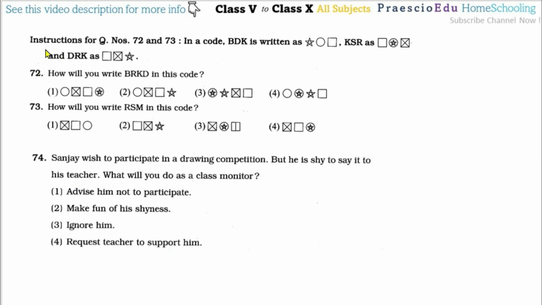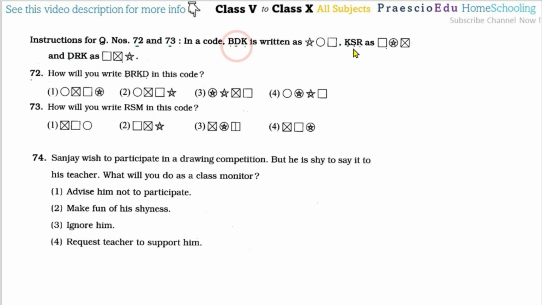Now the instruction for questions number 72 and 73. In a code, BDK is written as these symbols, then KSR as this one, and DRK as this one. So for question number 72, how will you write BRKD in this code? First of all, we have to find out the respective symbols for BDK, KSR and DRK.